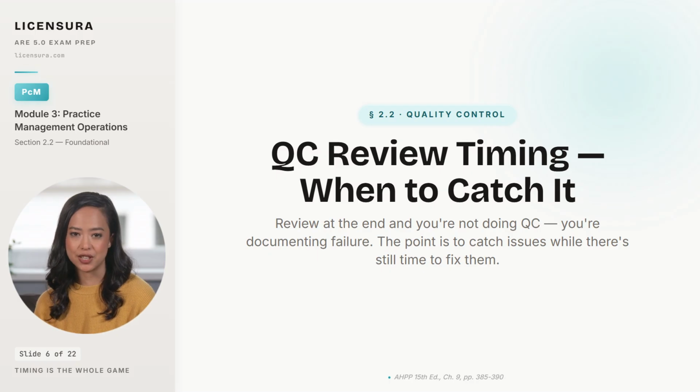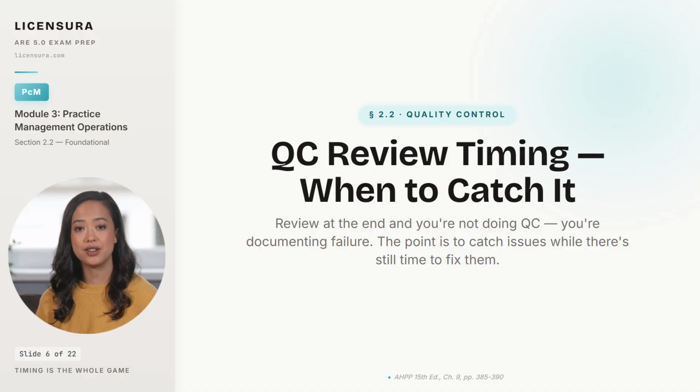QC is not a single event at the end of a phase. It is a sequence of checkpoints, each one targeted at a specific class of issue, and skipping any of them shifts the cost of catching that issue from cheap design time hours to expensive construction time dollars. The firm that schedules QC reviews only at issue dates has guaranteed that every problem found is a problem the team no longer has time to fix cleanly. Treat the timing of QC as the design decision it actually is.